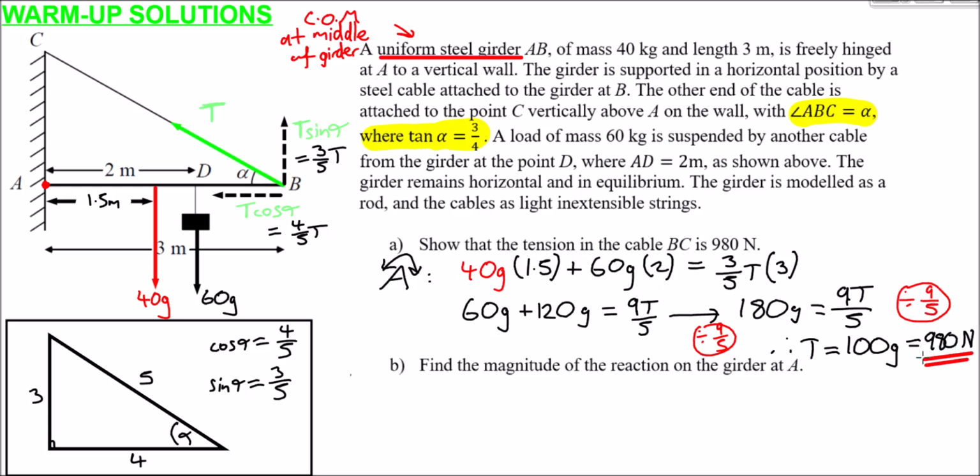For part B, we now need to find the magnitude of the reaction of the girder at A. So there's going to be some reaction on here. We don't really know if it's going to act up and away or down and away. My hunch is it's going to be acting up slightly. But how do we know? Well, now we know what the tension is, we can now consider forces acting vertically on A. So just considering forces acting up and down.